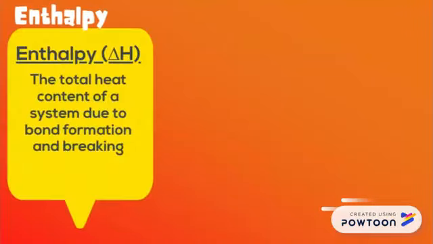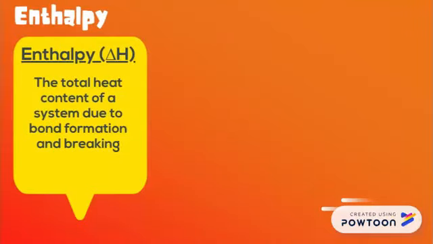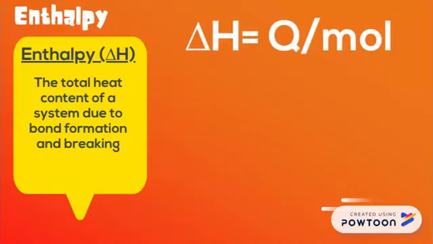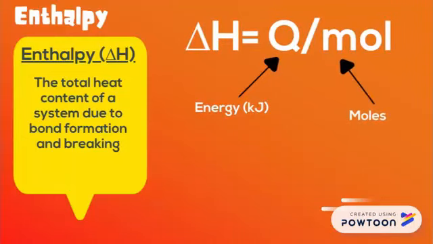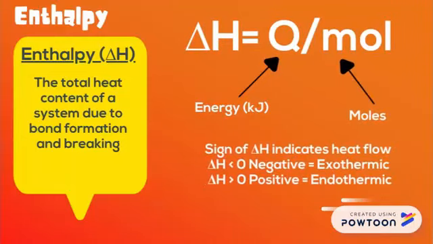Enthalpy is another way we can represent the total heat content of a system, symbolized with the letter delta H. We calculate it by taking the Q, the energy of our system, and usually in kilojoules, divided by the moles of our substance. If we get a negative number out, we know it's an exothermic reaction, and if it is a positive number, an endothermic reaction. We can use enthalpy or delta H of a reaction to convert back and forth between moles and kilojoules.